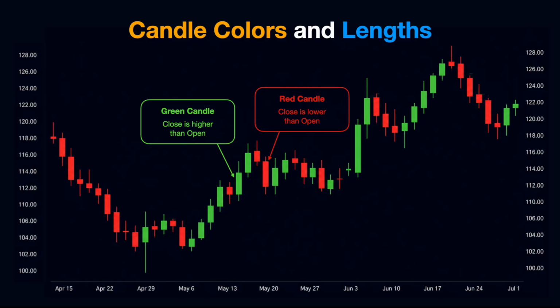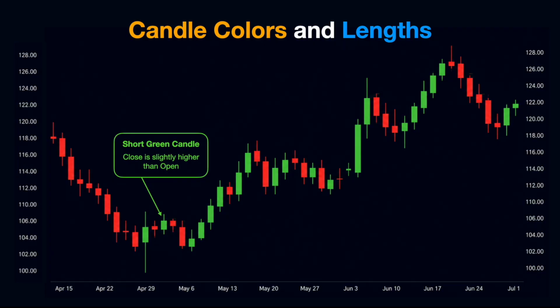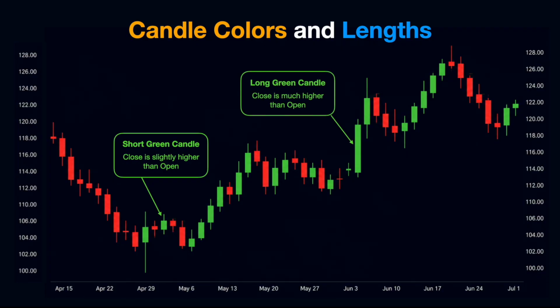But color alone does not tell us the full story. We also need to look at the length of the candle body. A short green candle means the price closed only slightly higher than where it opened. This usually shows a small upward move or weaker buying pressure. A long green candle means the price closed much higher than where it opened. This usually shows stronger buying pressure and a bigger upward move.